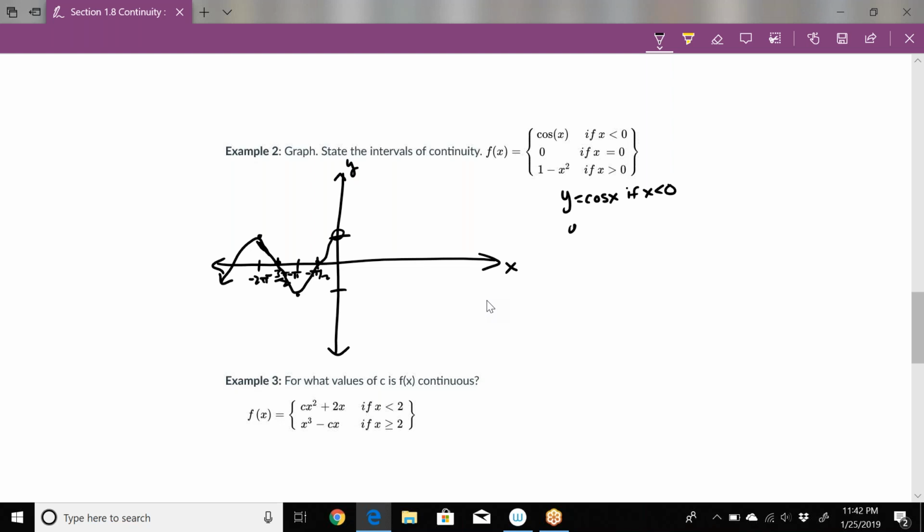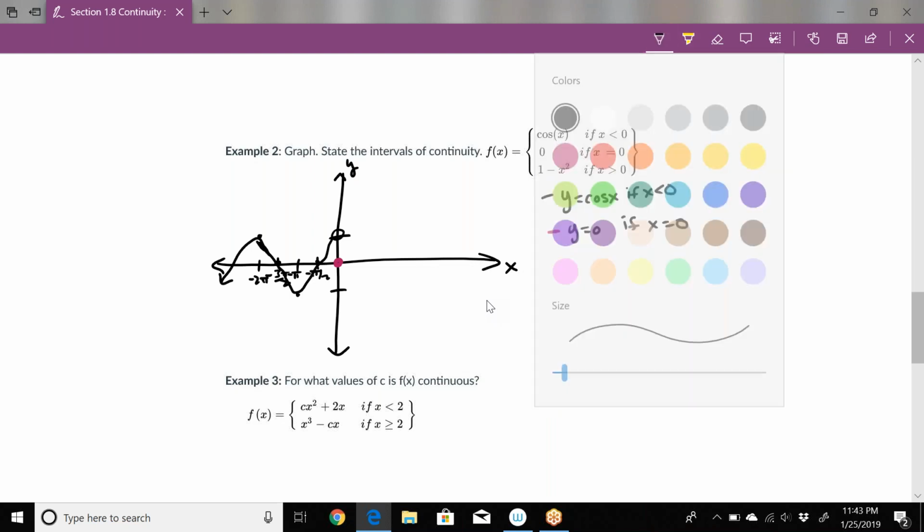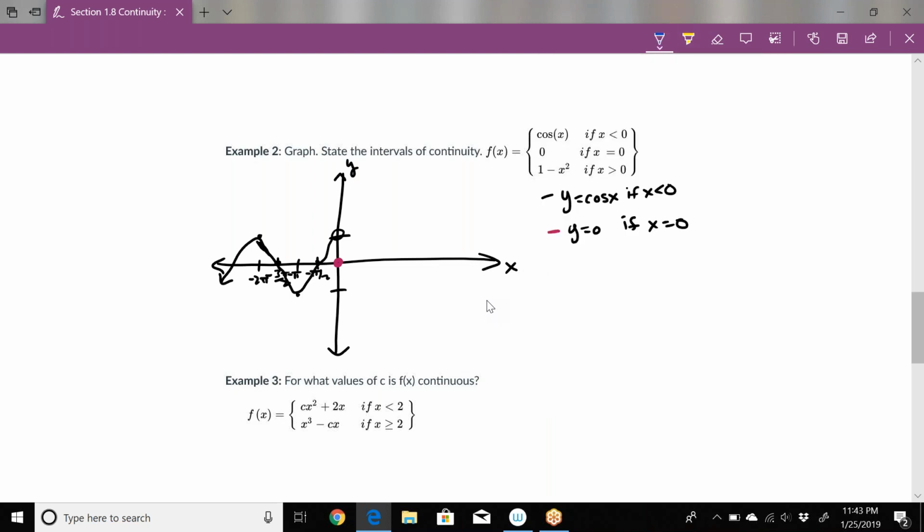This says our second function is that y equals 0 if x equals 0. So we are looking at a singular point there. I'm going to do that one in a different color, so I'll mark here. This means that we're filling in the point (0, 0), so we need to put a closed point there. Next, we want to graph the third and final function, so I'm going to do it in maybe blue. We have y equals 1 minus x squared if x is greater than 0. So this is going to be a blue line.